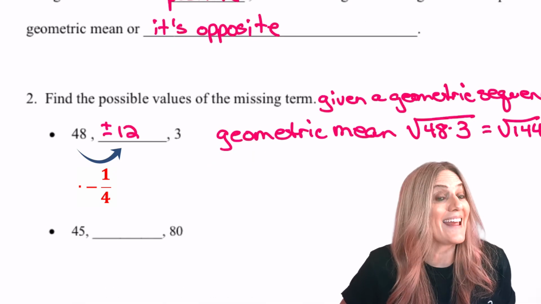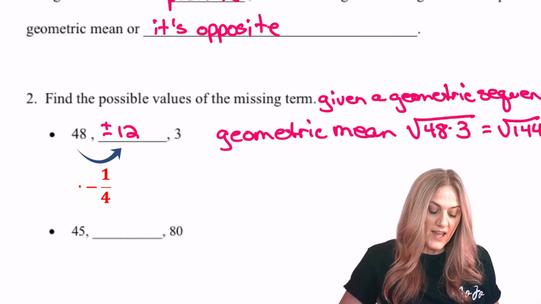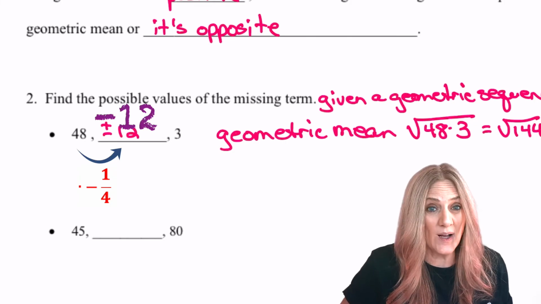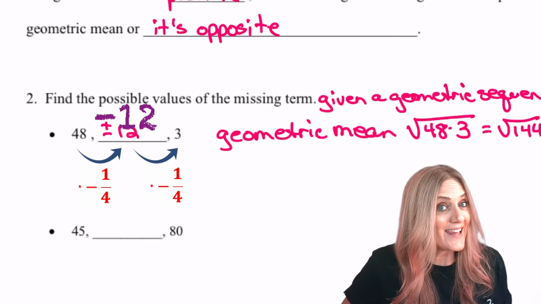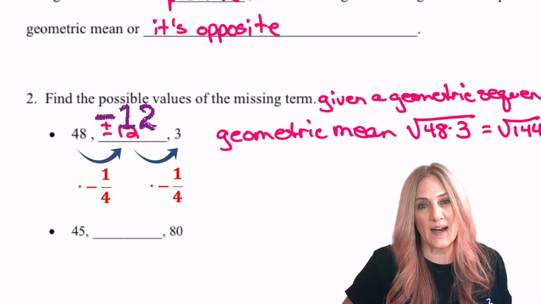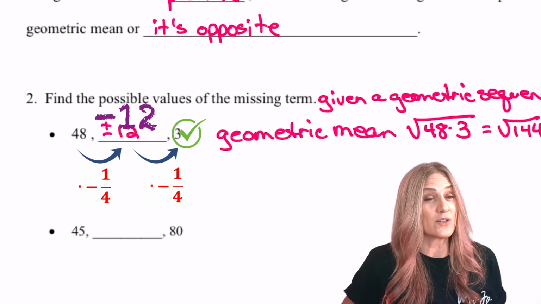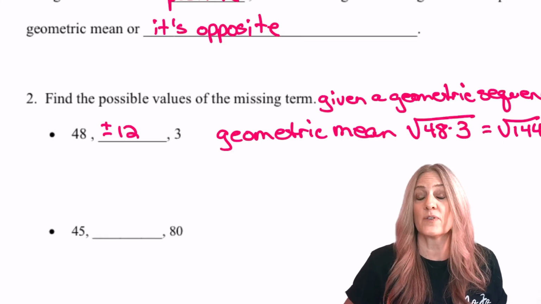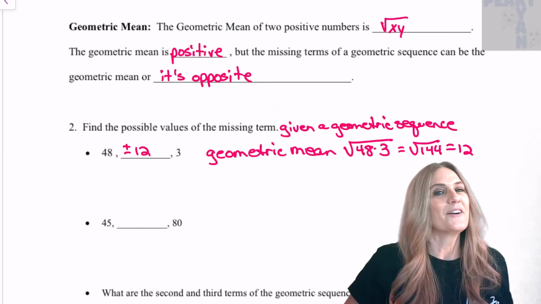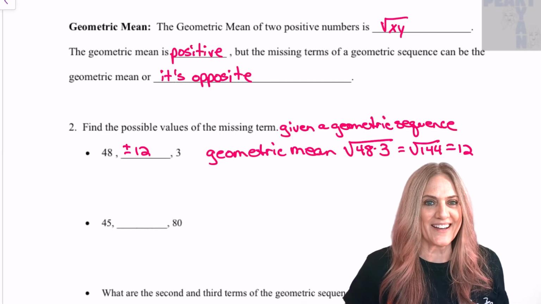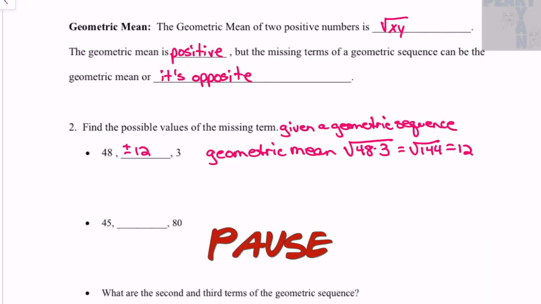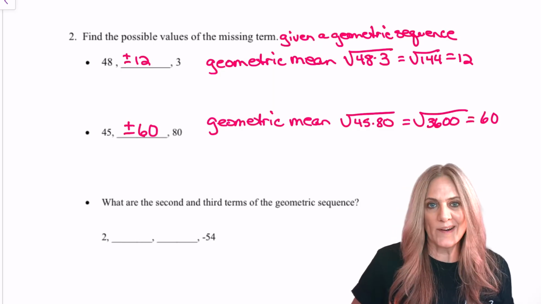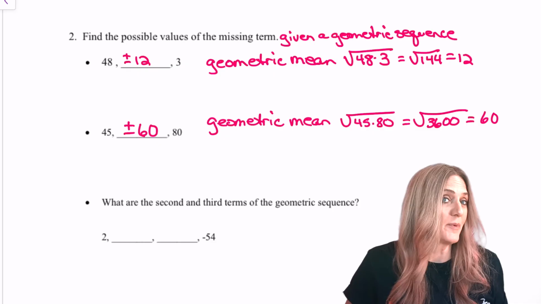But now let's try it with negative 12. Does it work? 48 times negative 1/4, or 48 divided by negative 4, is negative 12. Negative 12 times negative 1/4 is negative 12 divided by negative 4, positive 3. So there are two possibilities given only the first and third terms. I don't know if it's a positive 12 or a negative 12. Write out the next one. You might want to pull out a calculator. Find the missing term. The geometric mean is 60, and the missing second term could be positive or negative 60 because we don't know what our common ratio is.